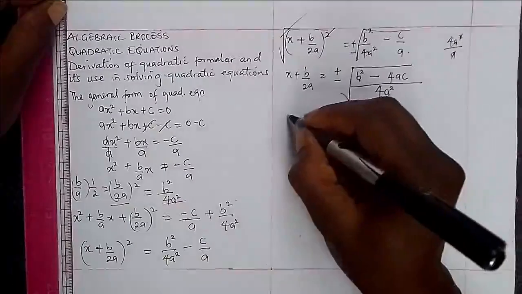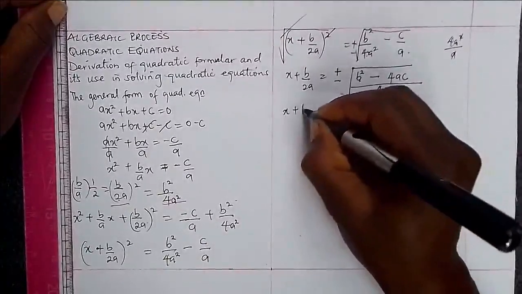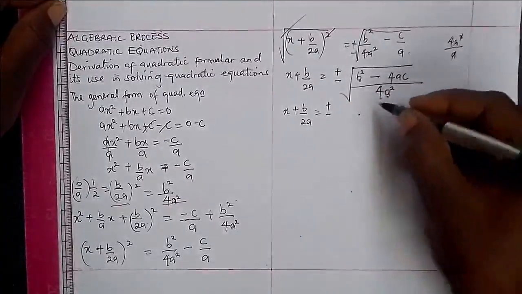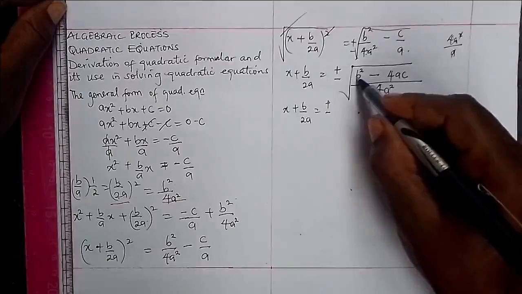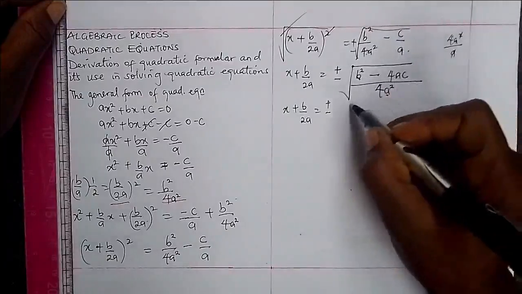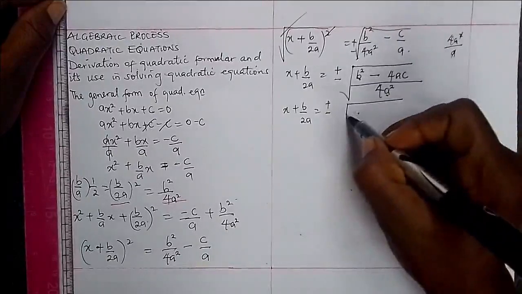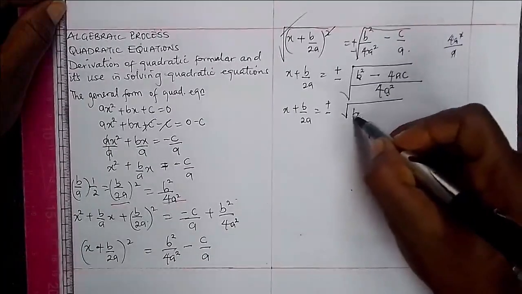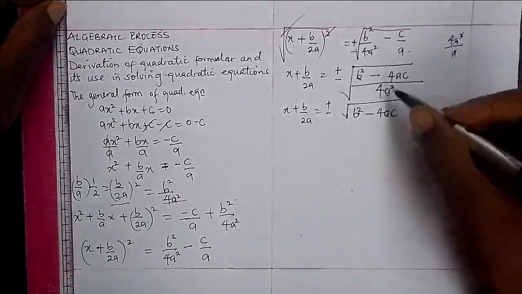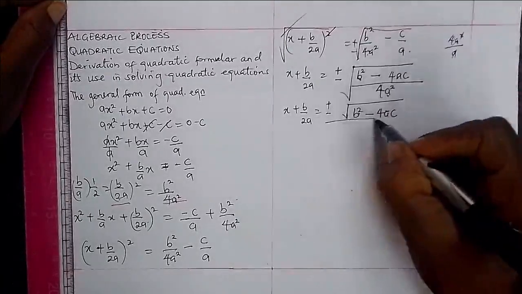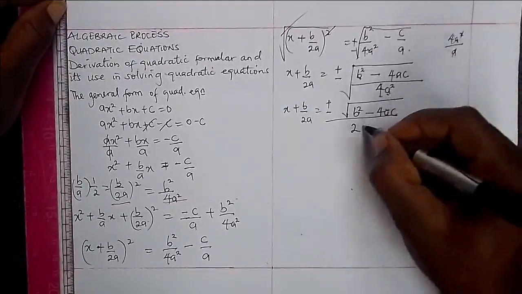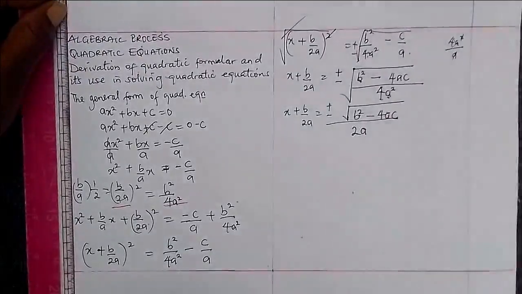So now what we have here is x plus b over 2a is equal to plus or minus b square. We can find its root, but we can't find this root, so we leave the root the same way it is. B square minus 4ac. What is the root of 4a? The root of 4 alone is 2. The root of a square is what? A.